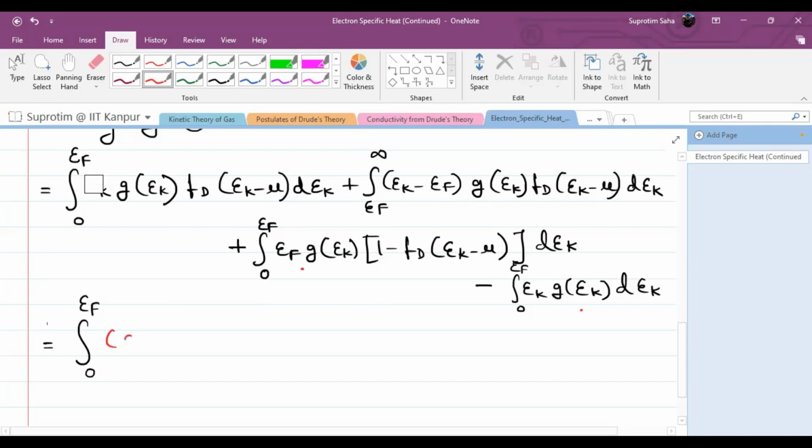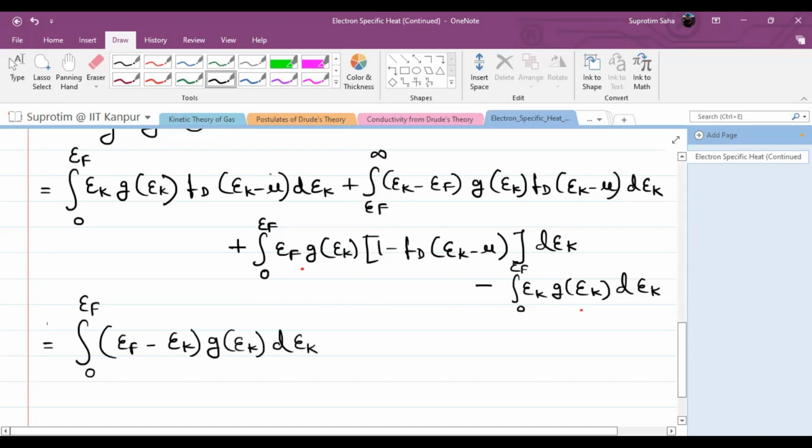So this is your epsilon F minus epsilon K, G of EK, D of EK. Simple to understand. Now you have this term and this term. Both have limits 0 to EF. So it's easy that you separate out those two coupling terms. So minus, because EF was in front, to keep track of things, you should put a minus.